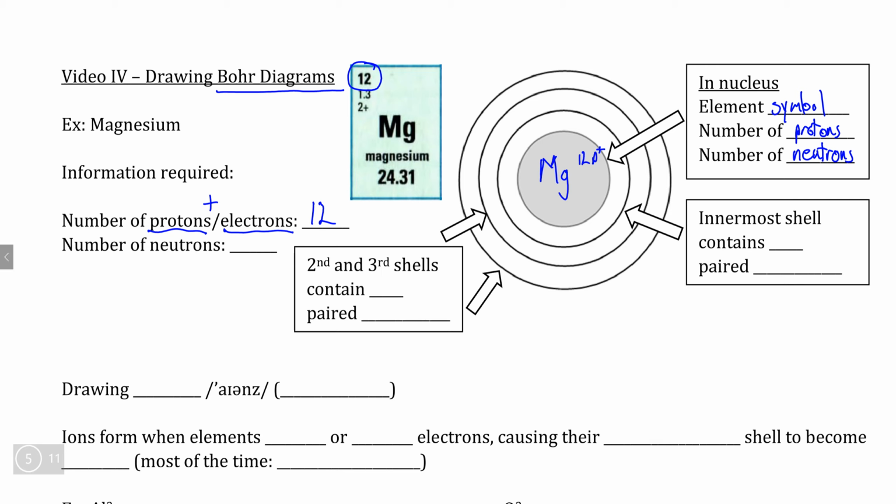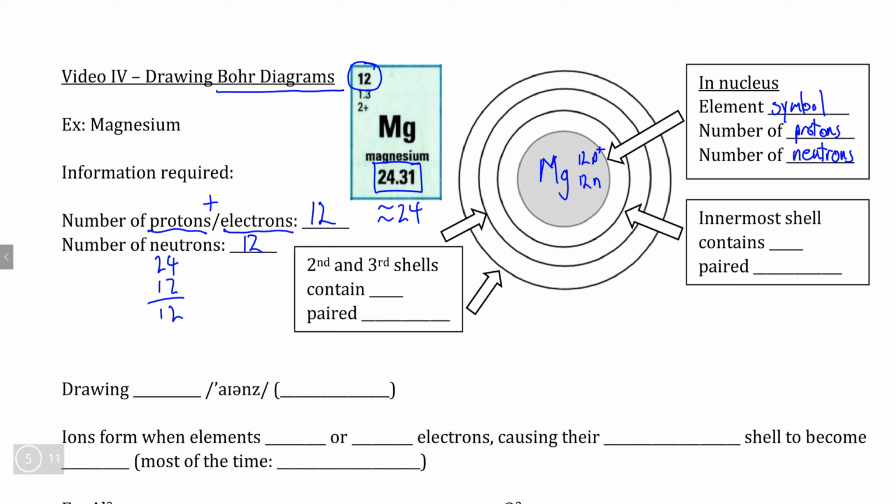Now remember that the periodic table does not explicitly list the number of neutrons, so we need to do a slight calculation here. We can see that magnesium's atomic mass is 24.31, so we can round this to the closest whole number, that being 24. If we do some simple math, 24 minus 12 is 12, meaning that it has the same number of neutrons as it does protons. So we can write the number 12 here and then write an N next to it to specify that there are 12 neutrons.